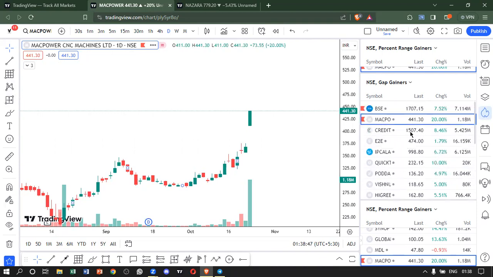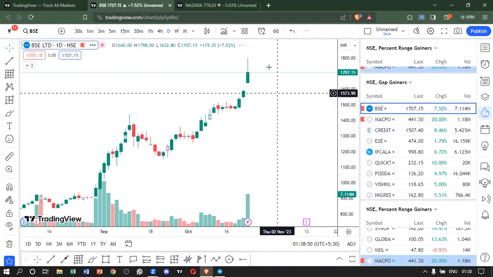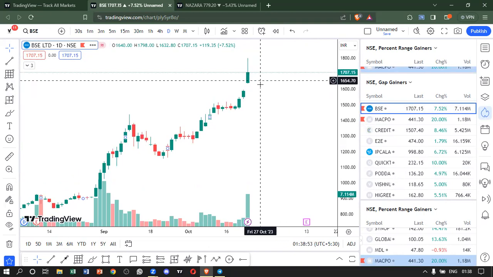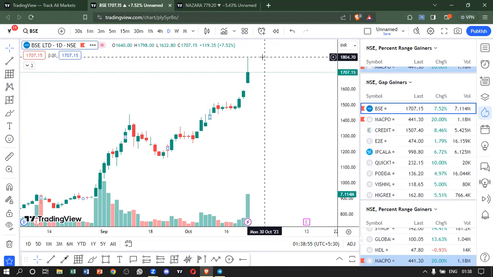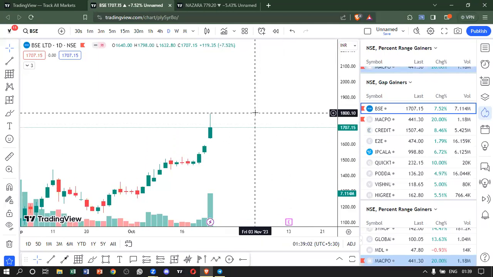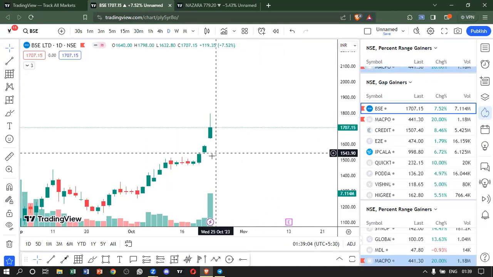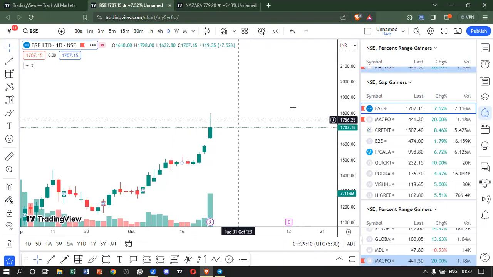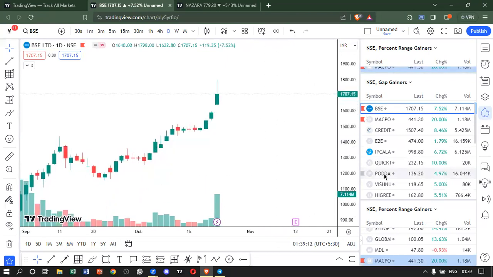Similarly, there are good stocks like BSE. It gave us a good momentum gain after opening gap up, but unfortunately, it couldn't close at the day highs. So for me, this is a no go for the next day. It's not a good stock for me for BTST the very next day. It was a good stock on 20th of October. It was a good stock on 19th of October, but it's not a good stock on 23rd of October. Hope you guys are understanding what I'm trying to convey over here.